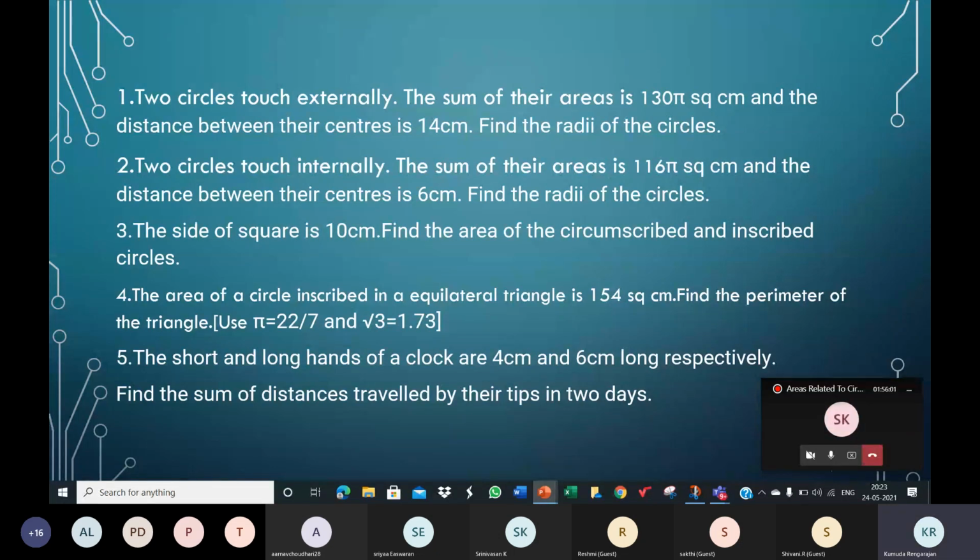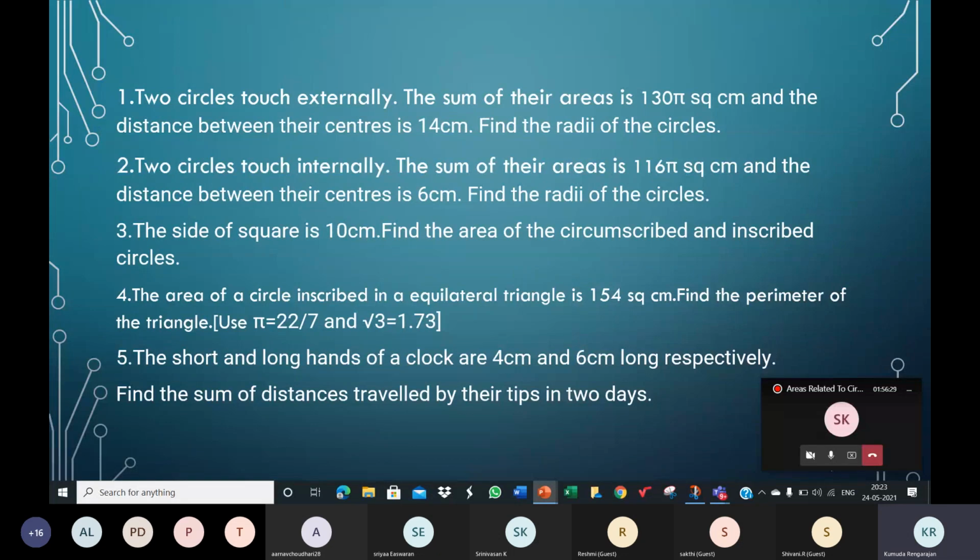Now there you cannot ask me any doubt. That's what it is. So don't look at the clock and start checking which is short and long. Short hand refers to the hour hand. The long hand refers to the minute hand. All right. So the hour hand is 4 centimeters long. The minute hand is 6 centimeters long.